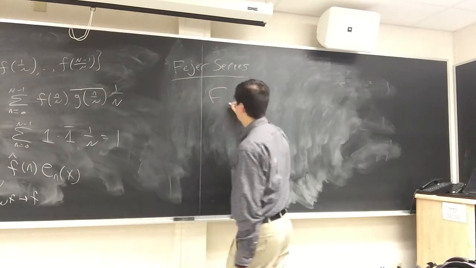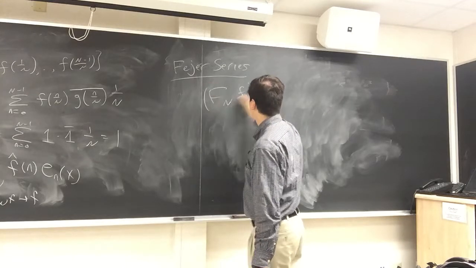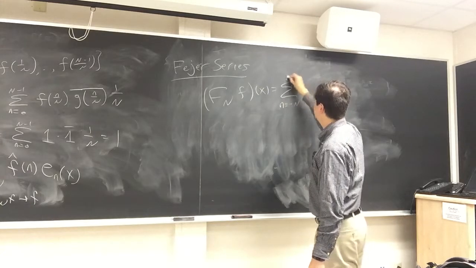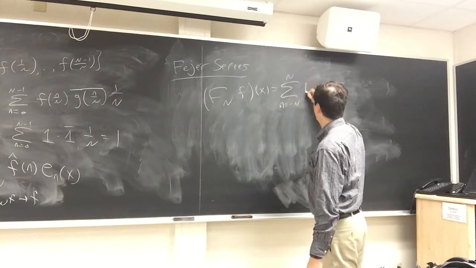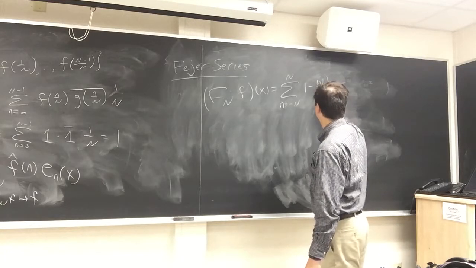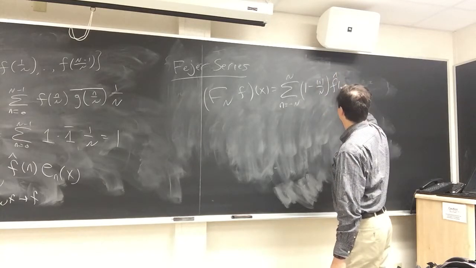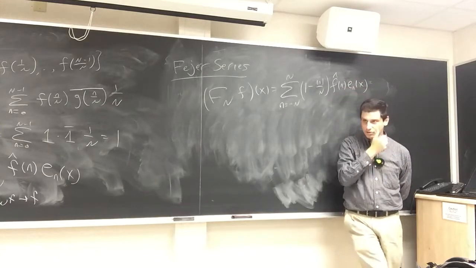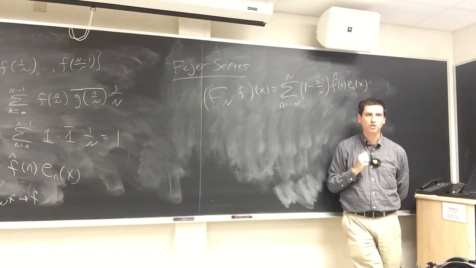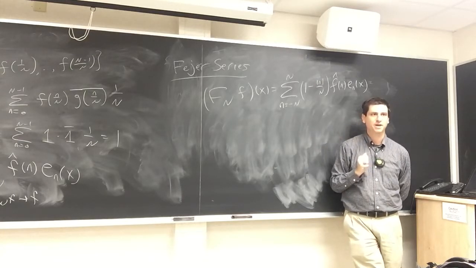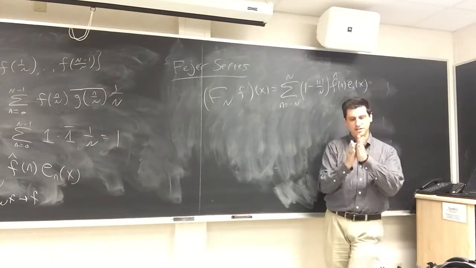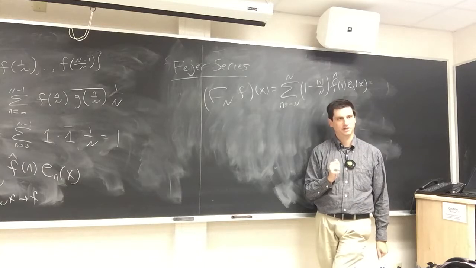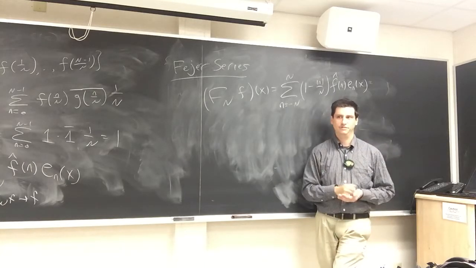So the Fourier series of f at x is the sum, n goes from minus n to n, of 1 minus the absolute value of n over n, f hat of n, en of x. And this goes back to a comment I made briefly a while ago, that sharp cutoffs are bad in mathematics. That if you all of a sudden say, stop, it's very hard analytically to work with that. But if you have a nice gradual cutoff.